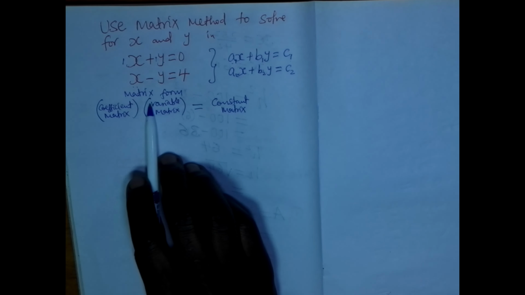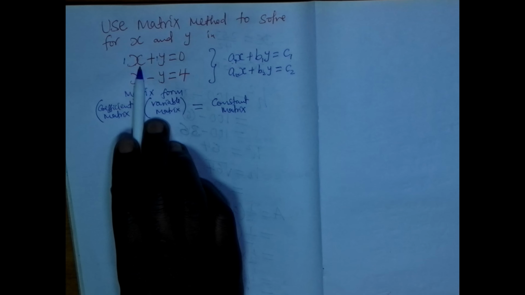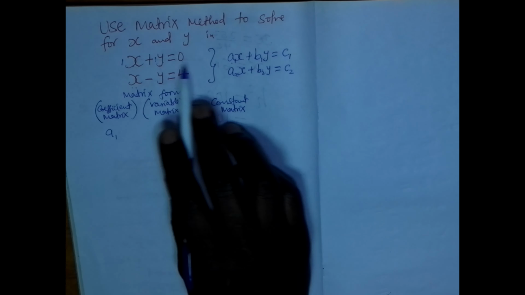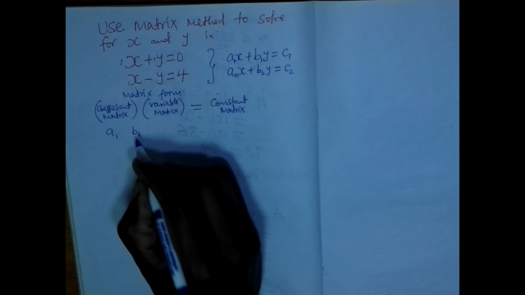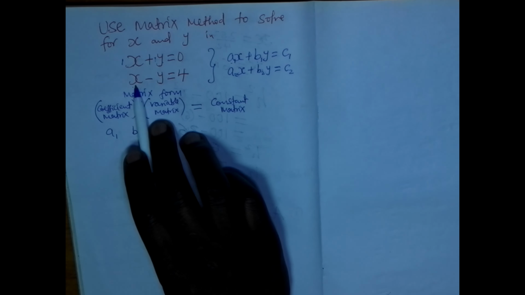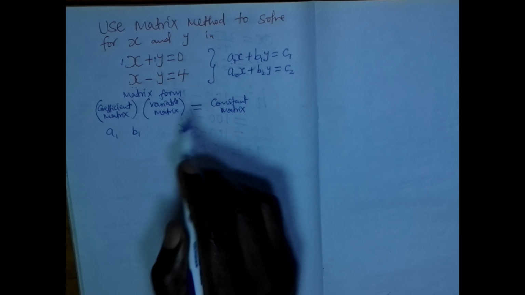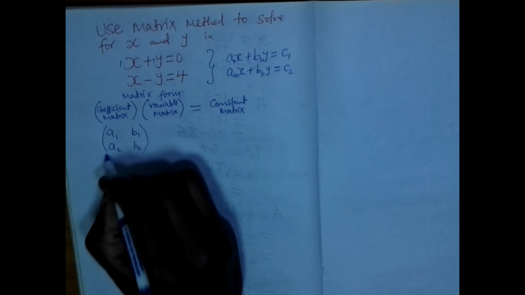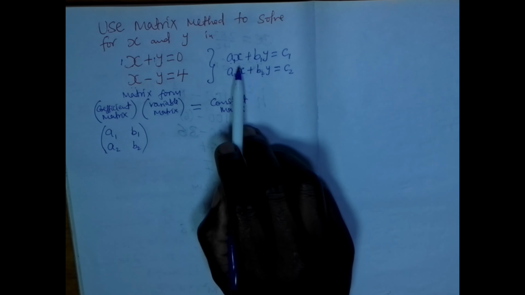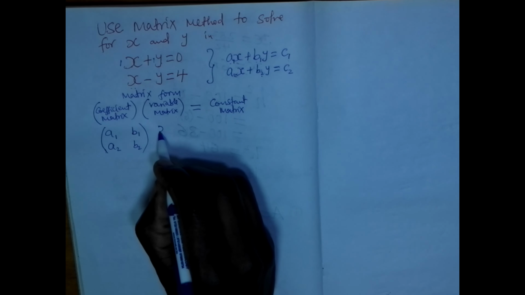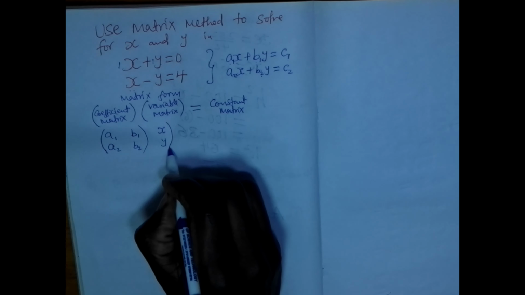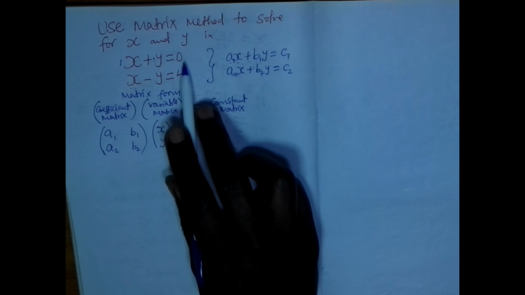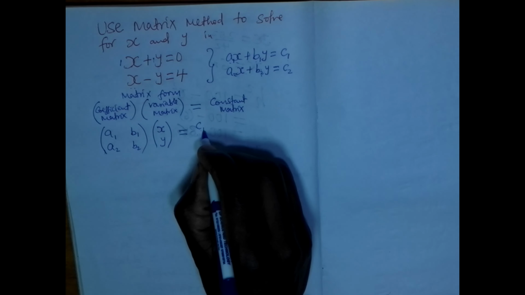Therefore, to write it in matrix form, the coefficient of x is a1, then the coefficient of y is b1, then the coefficient of x in the second equation is a2, and the other one is b2. So that is the coefficient matrix. We have the variables x and y, so we write them in a column matrix, and that will be equal to the constants c1, c2.